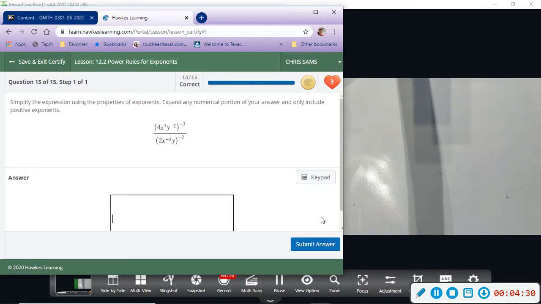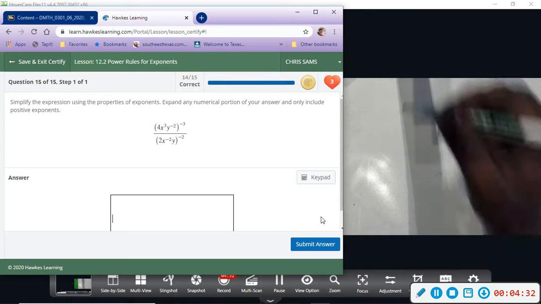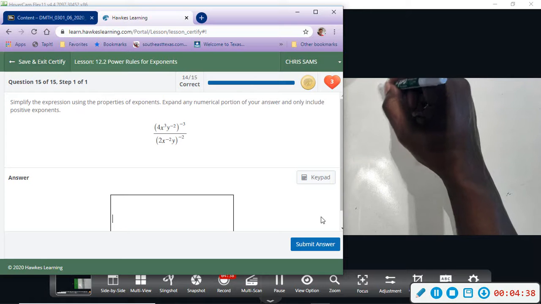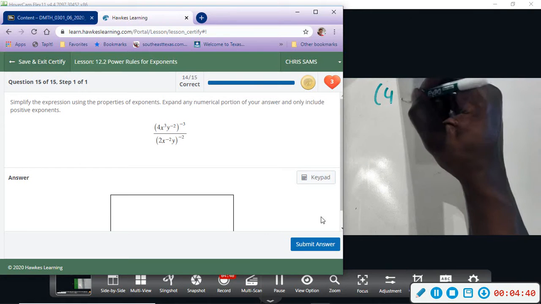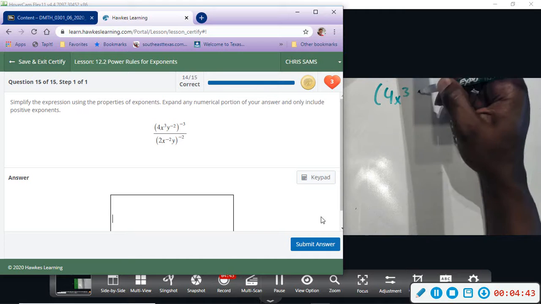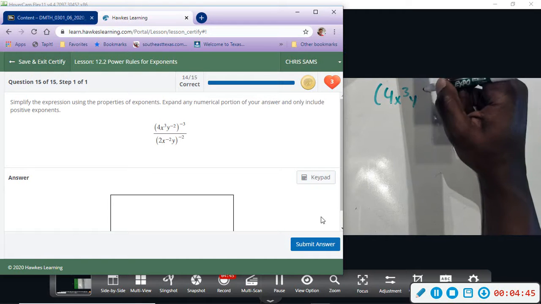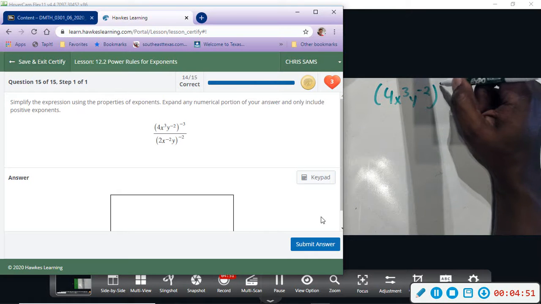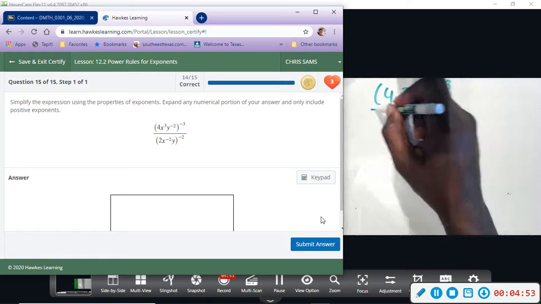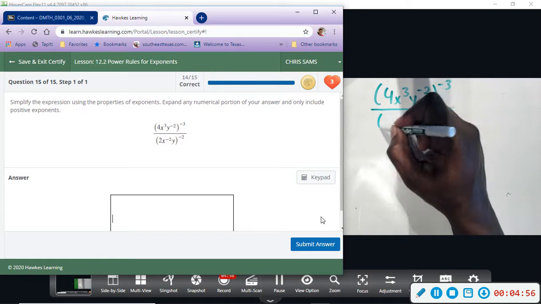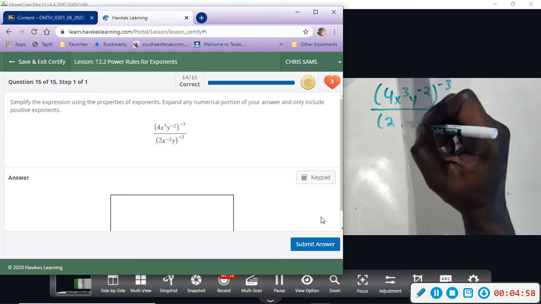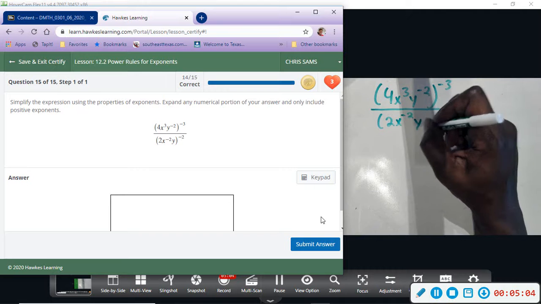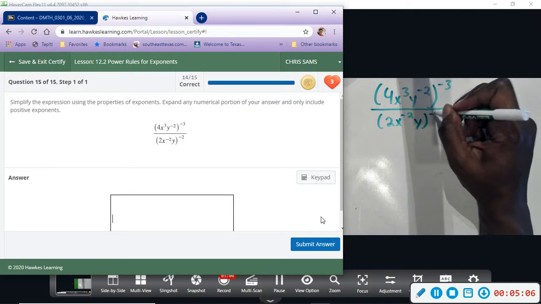Okay, so our last one, we have 4x cubed y to the -2nd, raised to the -3rd, all over 2x to the -2nd times y. And this is all to the negative second.